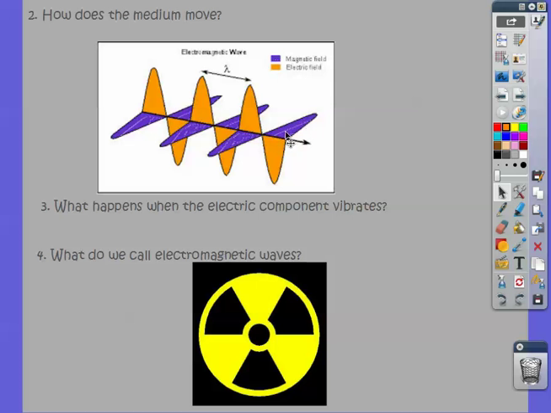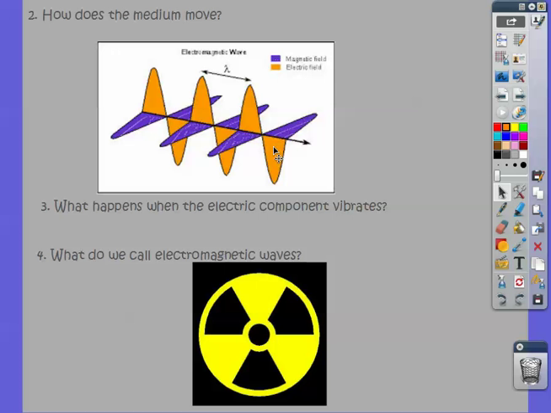So that would be transverse. And then there's an electric field that also vibrates. That would also be transverse. So really, you have the direction that the wave travels, with a transverse magnetic component and a transverse electric component as well. Both of those together have to exist in order to have an electromagnetic wave.